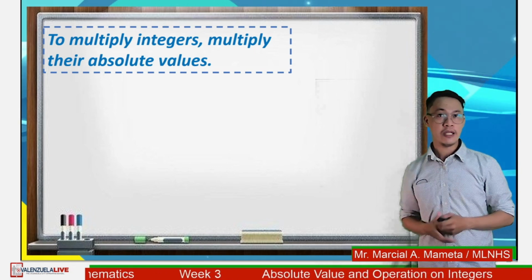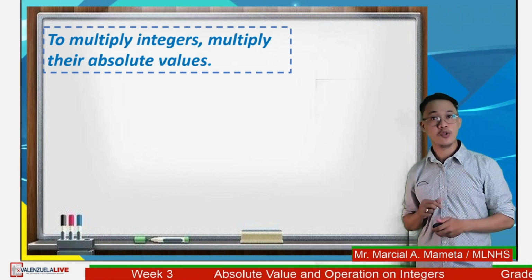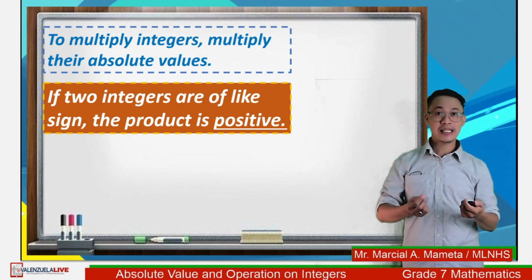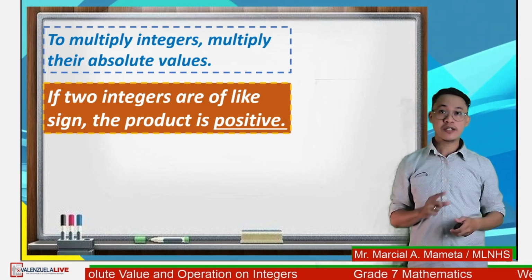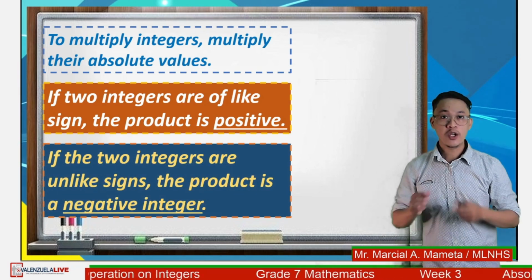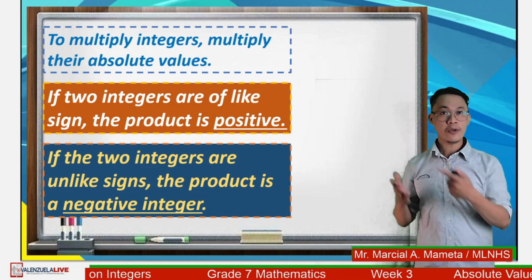To multiply integers, multiply their absolute values. If two integers are of like signs, the product is positive. If two integers are of unlike signs, the product is negative. Always remember that.